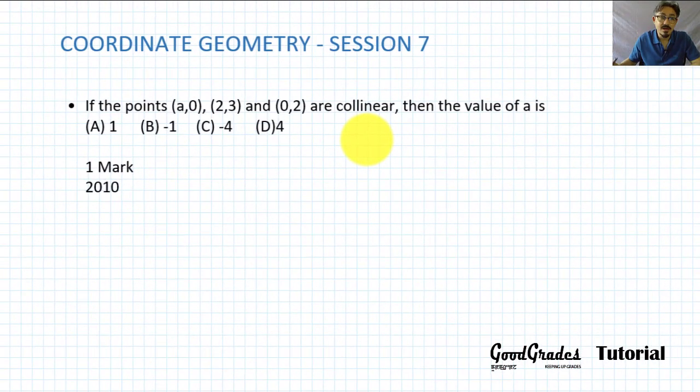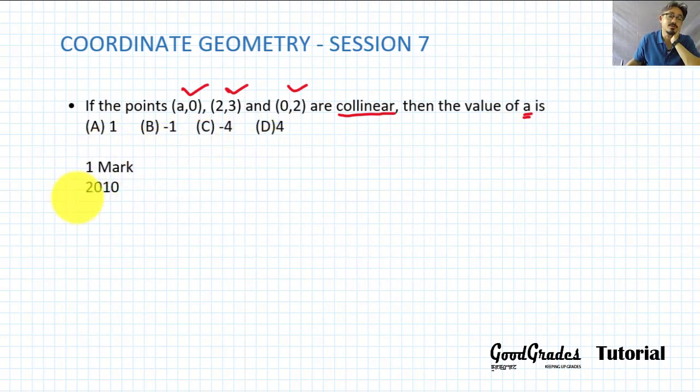The question has given us 3 points. If the points A(0, 2), (3, 0) and (2, 0) are collinear, what is the value of A? The options are 1, minus 1, minus 4, 4. So this is a 1-marker question from 2010.